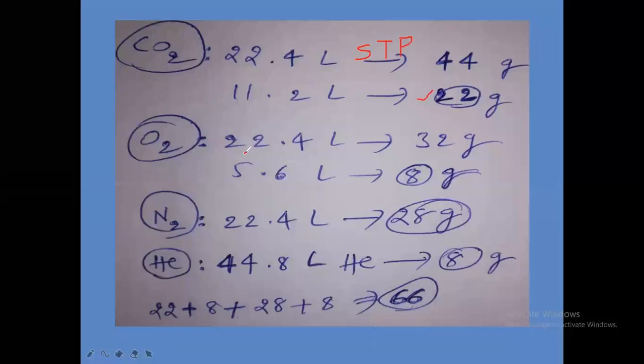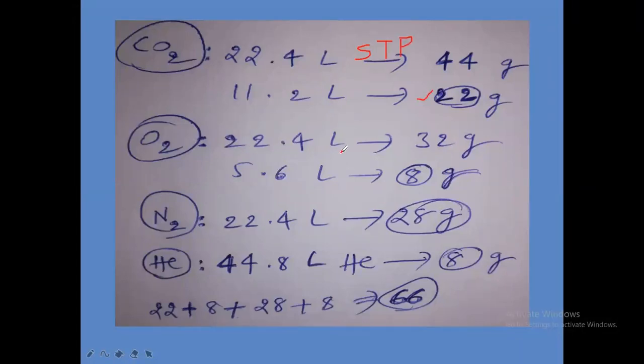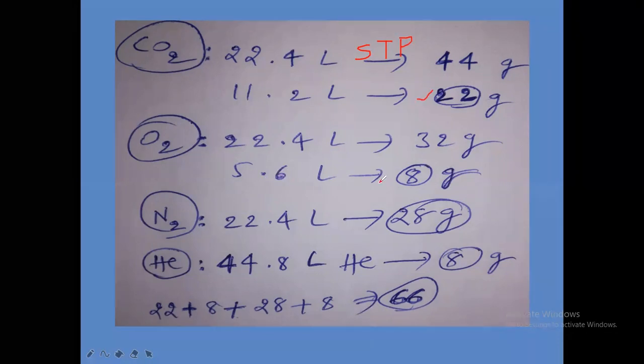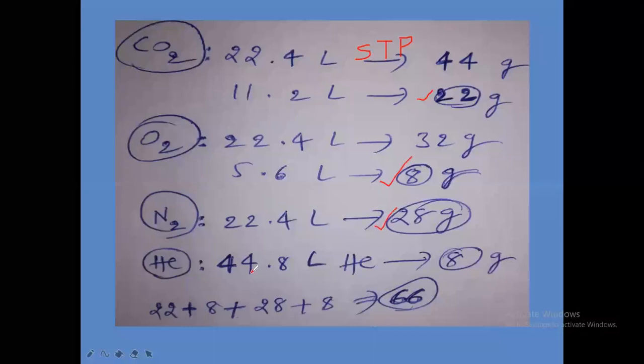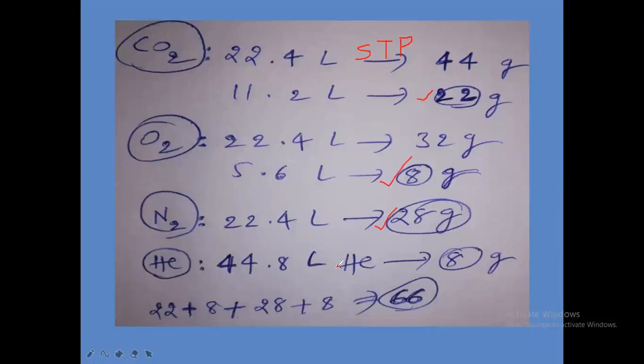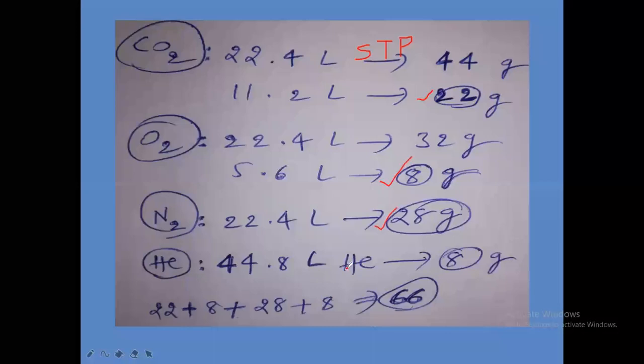Next, for oxygen gas, 22.4 liters of oxygen will have the gram molecular weight, 32 grams. Then 5.6 liters of oxygen will be equal to 8 grams. Then 22.4 liters of nitrogen is equal to 28 grams, the gram molecular weight of nitrogen. And for 44.8 liters of helium: 22.4 liters of helium equals its gram molecular weight, 4 grams, so 44.8 liters equals 8 grams. Now we add all these weights: 22 plus 8 plus 28 plus 8 equals 68 grams. So 68 grams is the total weight of all these gases.